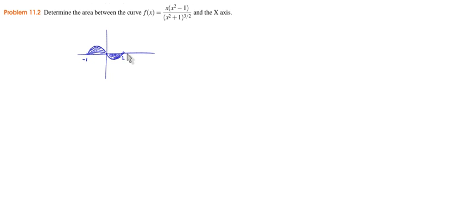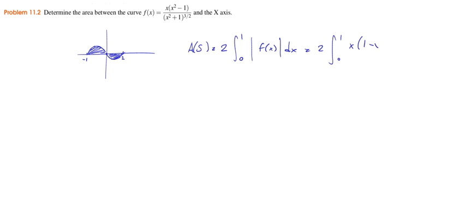Now this is obvious that the area that we're looking for is 2 times the area between 0 and 1 of the absolute value of f, right? Now, as we know, this is going to be a negative area, so we can compute the area of minus f, which is just changing the sign in the product here. This is 1 minus x squared divided by x squared plus 1 to the 3 over 2, right?